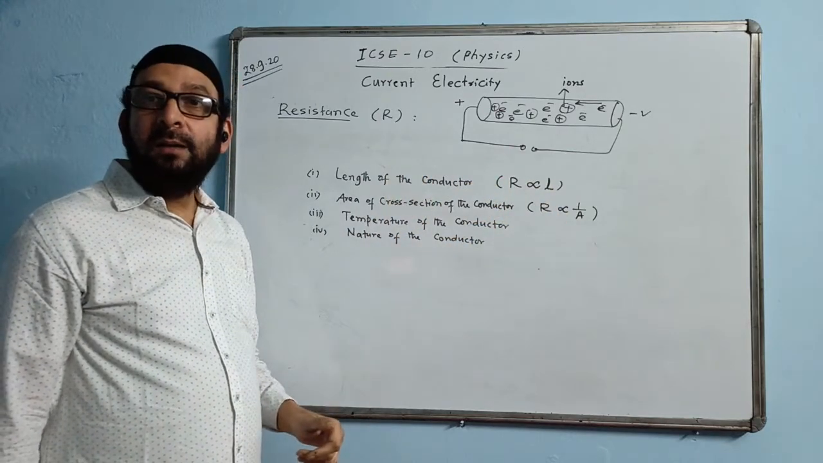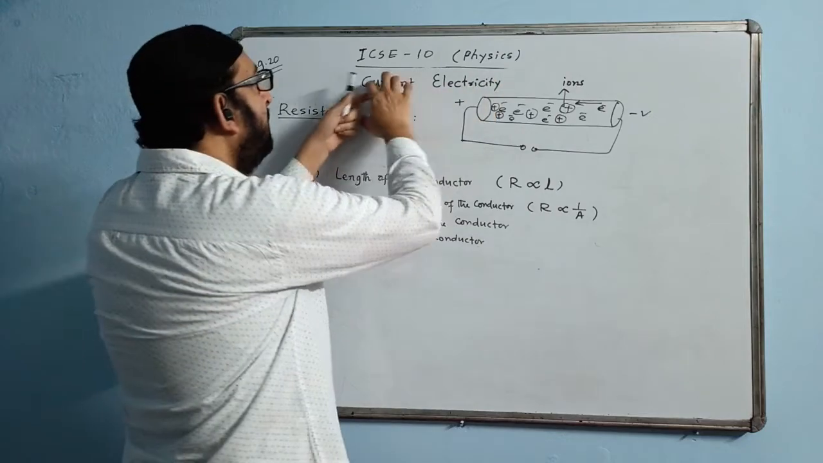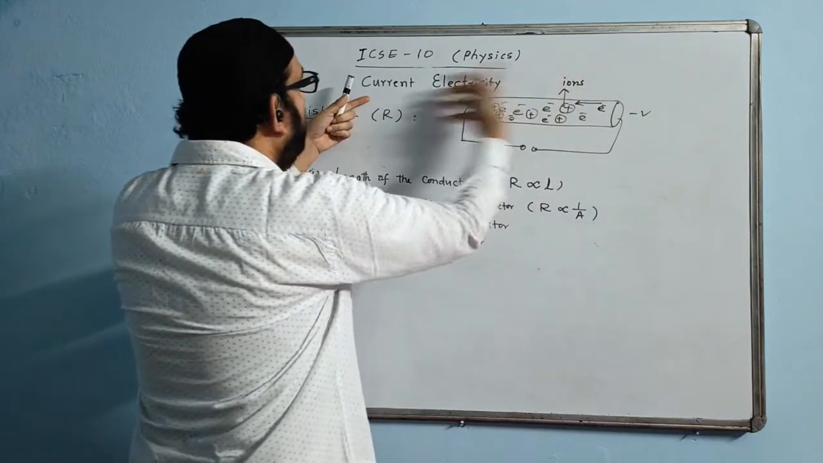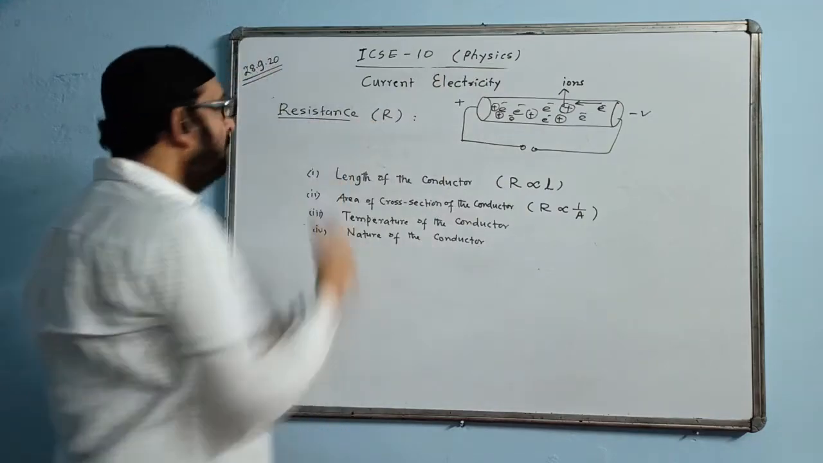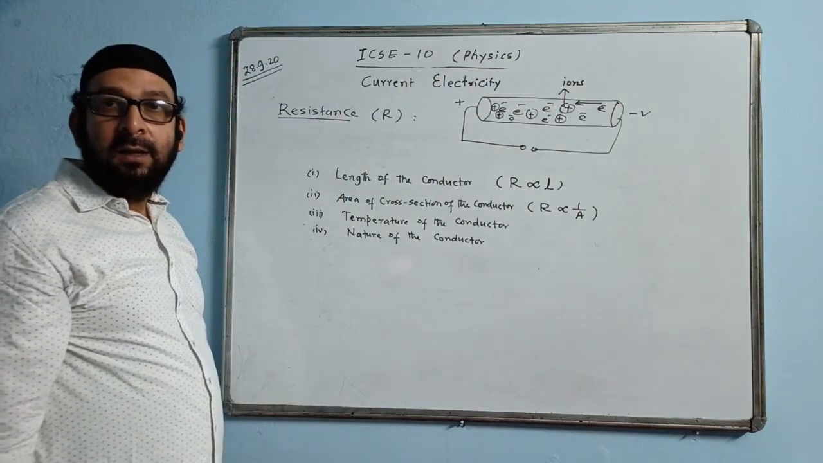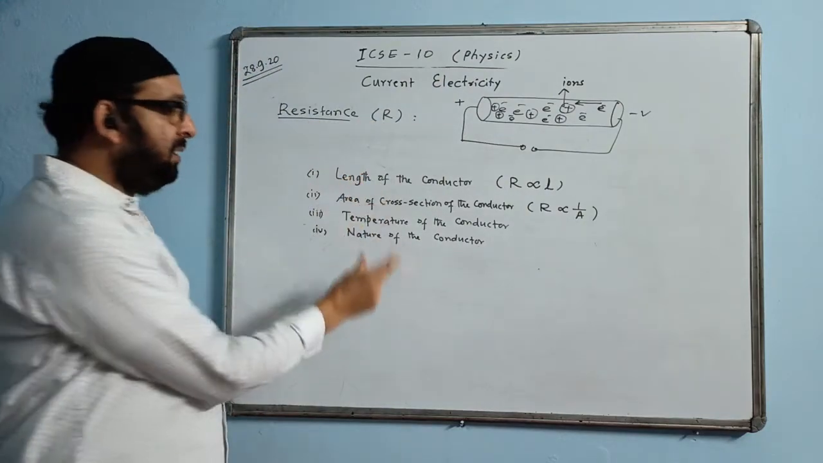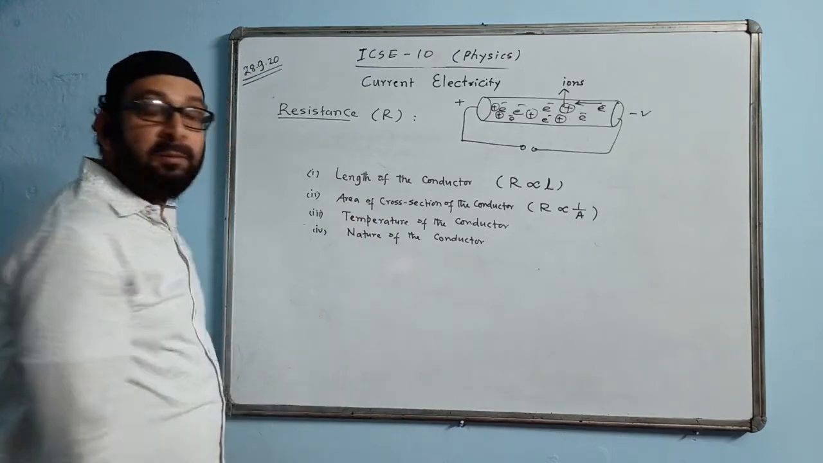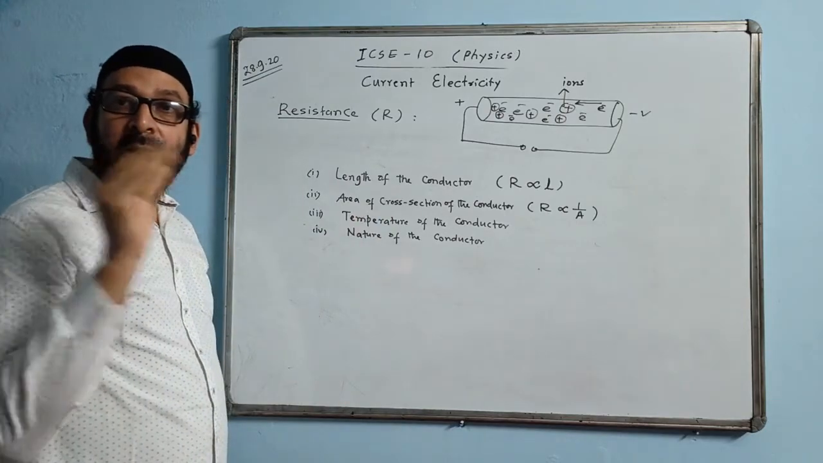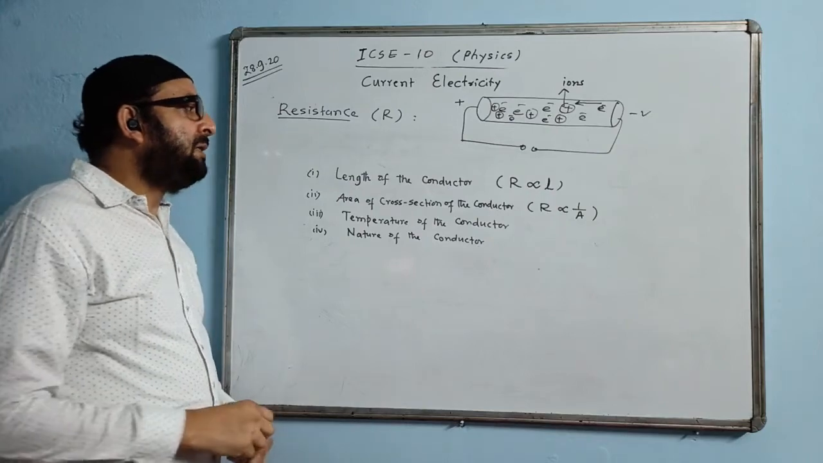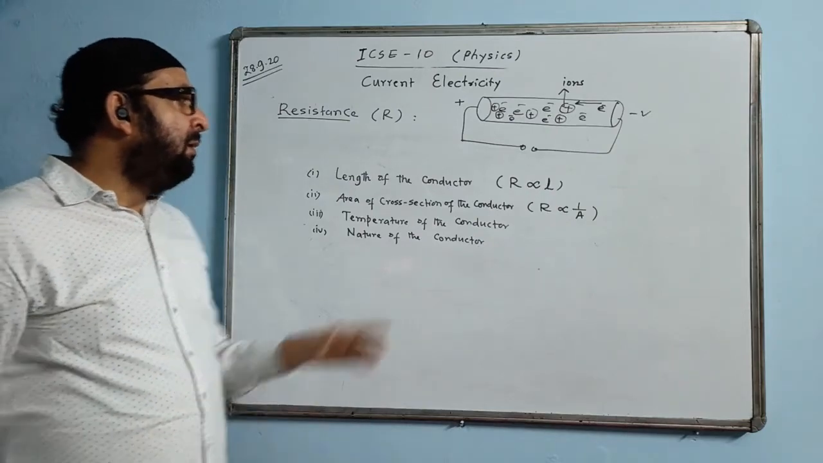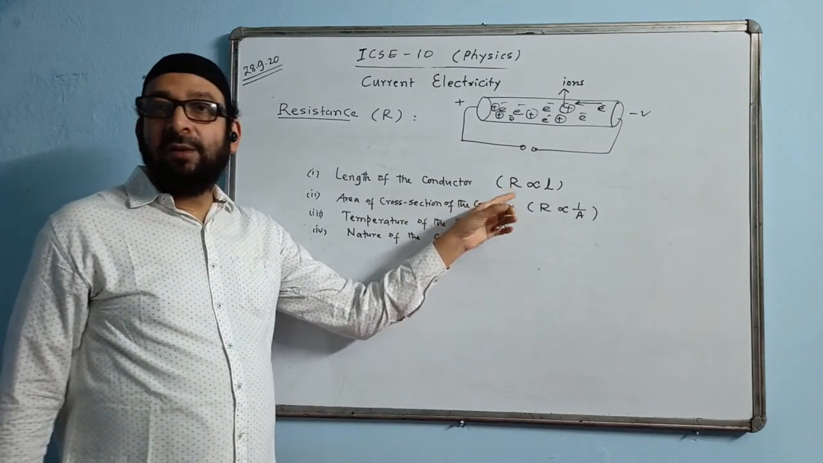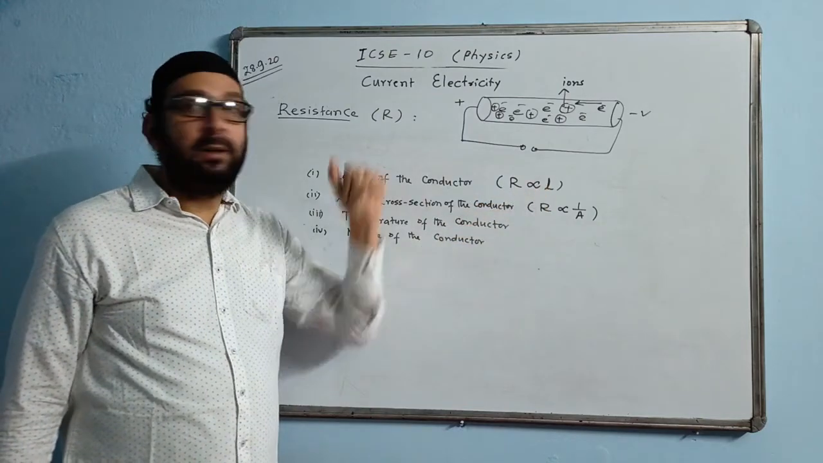What is the logic behind this? With greater length, more collisions will take place, and the value of resistance will be more. If the length is short, less collision will take place, and the resistance will be less. Now, examples. What will happen to the resistance of a conductor when the length is doubled?